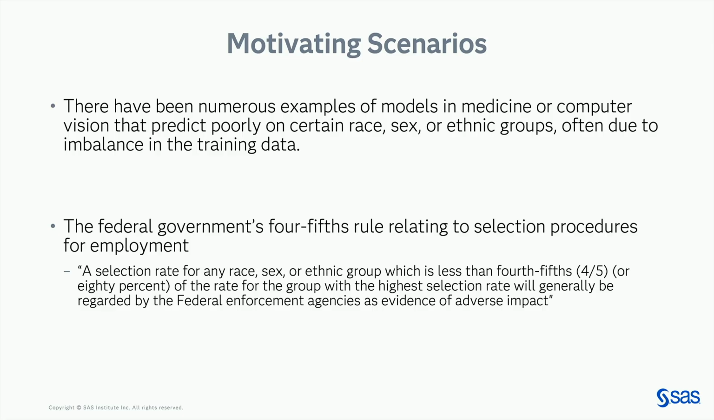So some motivating scenarios to think about. We've seen a lot in literature or news stories about how some AI model didn't predict well based off of racial or gender characteristics. I think Brian talked this morning about models for loans, where they said the black applicants were less likely to get a loan, right?